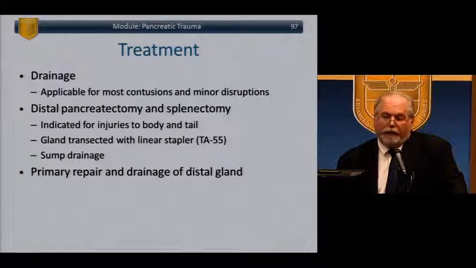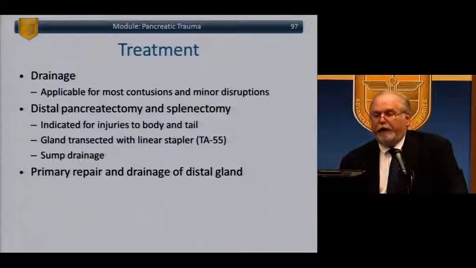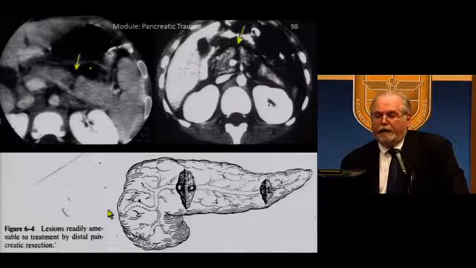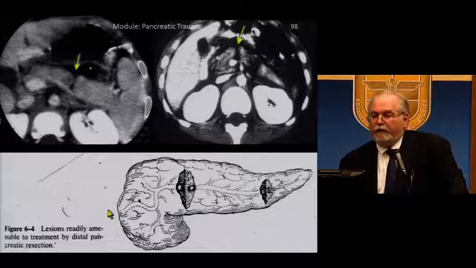All areas should be drained. Distal pancreatectomy and splenectomy, again, is indicated for injuries to the body and tail with some drainage. And again, these types of injuries would be amenable to a distal pancreatectomy and splenectomy, or distal pancreatectomy alone.